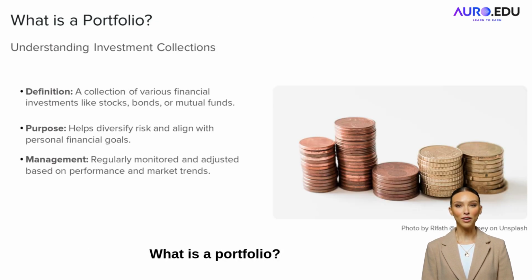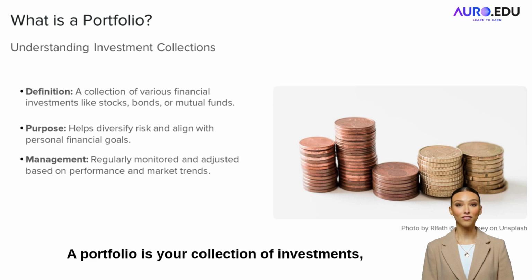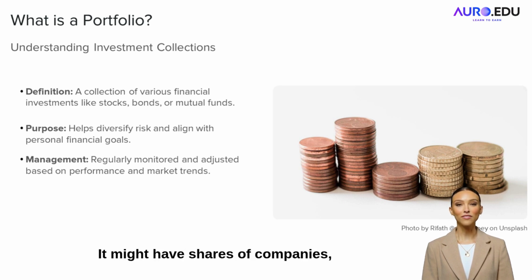What is a portfolio? A portfolio is your collection of investments, like a basket with different types of fruit. It might have shares of companies, some bonds, maybe even property. Keeping a mix helps lower risk. If one investment fails, others might do well. A portfolio is always changing, like a team lineup in sports. It's updated to improve performance.